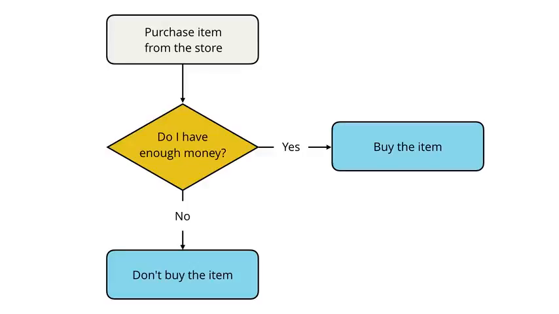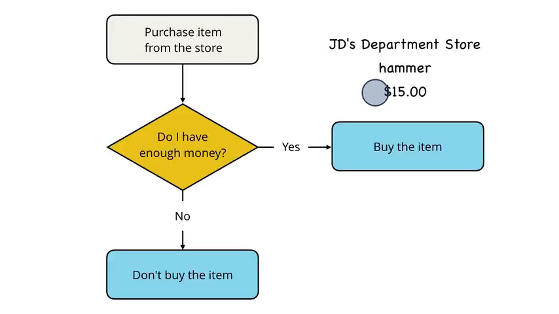Let's revisit the example from the beginning of the lesson and try to put into context what's happening using JavaScript code. Now, if you don't remember, the scenario we had was whether or not to purchase an item from the store. To make this a little more realistic, let's say the store I'm purchasing the item from is JD's department store. Let's say the item that I want to purchase is a hammer, and let's say it costs 15 bucks.